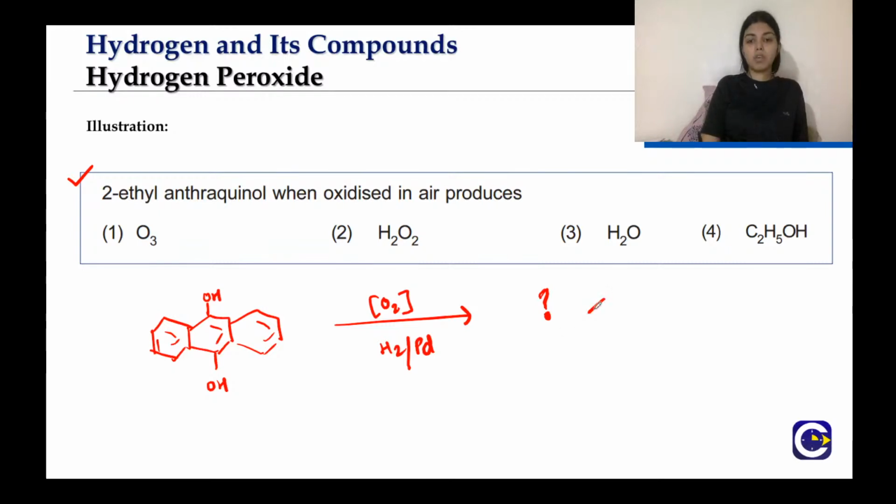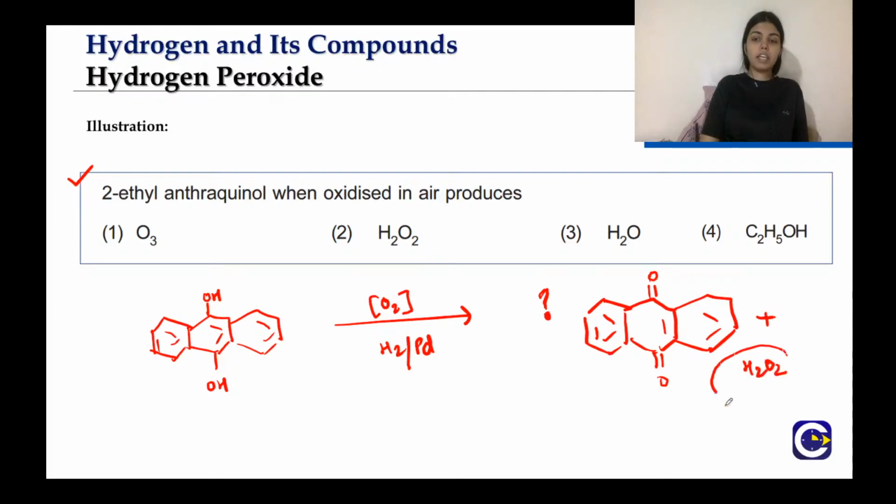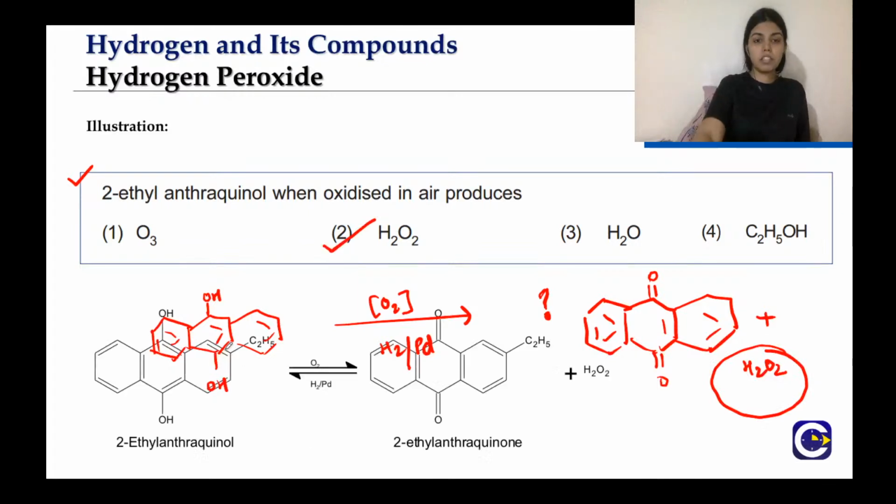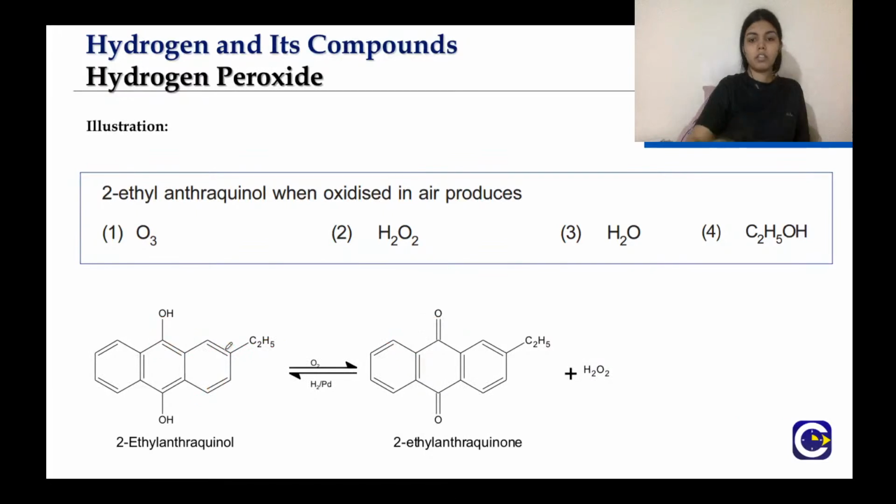Remember the reaction was what? The alcohol was converted into ketone. One product was this, and one was H2O2. So this was the industrial preparation of H2O2. Remember this reaction? This was the industrial application. Yes, Dinesh, you are correct with your answer. The answer is B, that is peroxide.